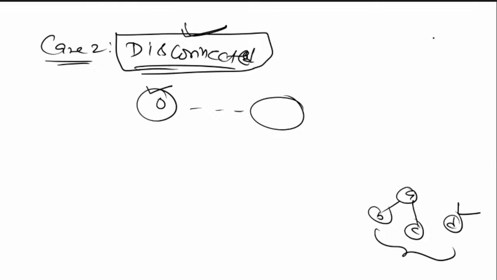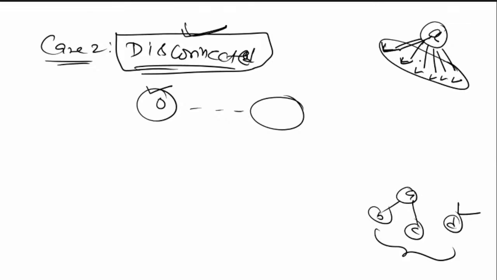Your vertex cannot have maximum degree n minus 1, because when do we have n minus 1 degree? Let's assume this vertex A. It will have n minus 1 when it is connected to every other vertex. But if this vertex is connected to every other vertex, then this graph is connected. This graph is not disconnected, because every two vertices have a path. From any vertex you can go to any other vertex via A.